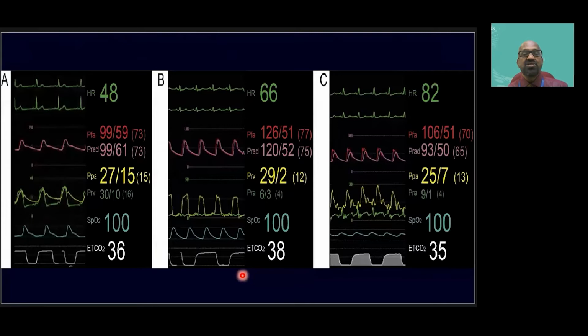The same thing is depicted in a real life situation here. This is the relationship between the right ventricular pressure and pulmonary artery pressure, the right ventricular pressure and right atrial pressure, and the right atrial pressure and the pulmonary artery pressure.